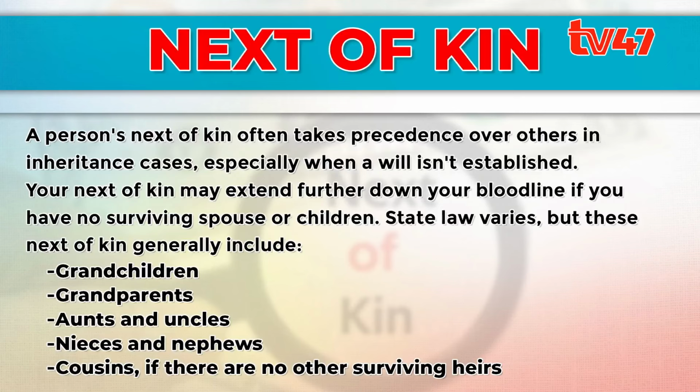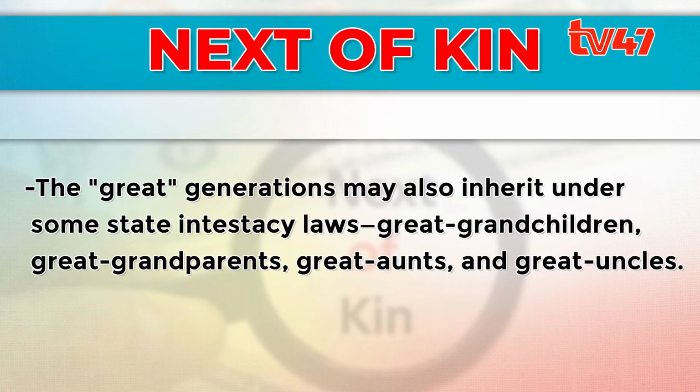State law varies, but next of kin generally includes grandchildren, grandparents, aunts and uncles, nieces and nephews, and cousins, if there are no other surviving heirs. And of course, the great generations may also inherit under some state laws: great grandchildren, great grandparents, great aunts, and great uncles. Take note of that.